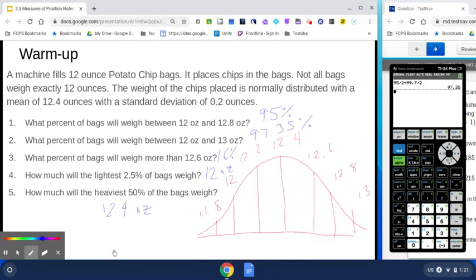Okay, for number 1, we got 95%. Number 2, 97.35%. Number 3, 16%. Number 4, 12 ounces or less. And number 5, 12.4 ounces or more. If you had trouble with any of those questions, check out the previous video on measures of variability, empirical rule.